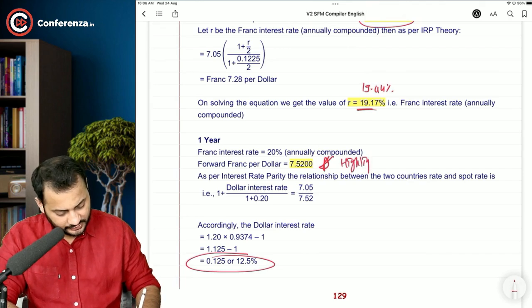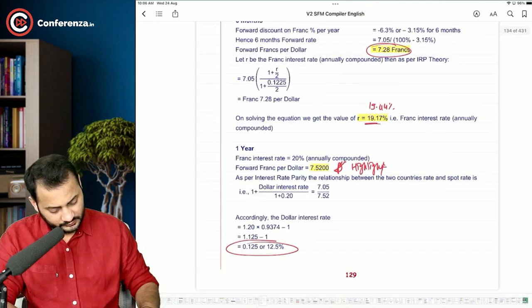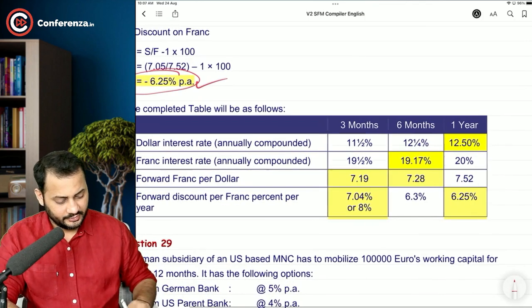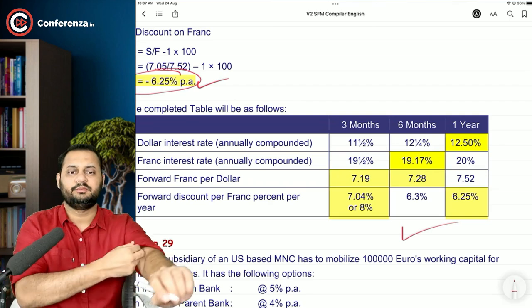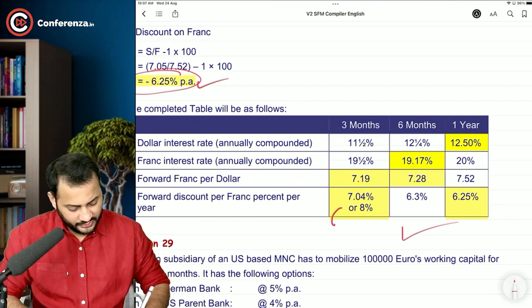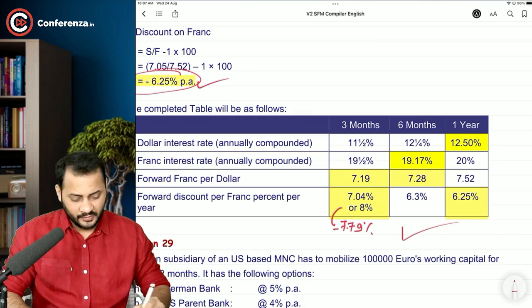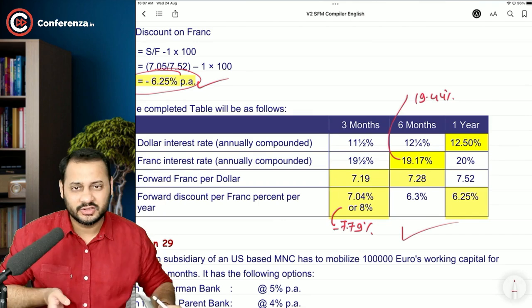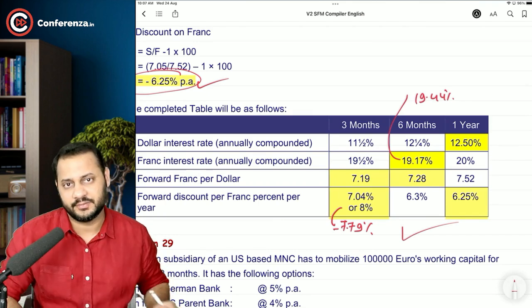This is just a correction, highlight, and 6.25%, right? All the values are written here. So according to me, the only two answers which are not perfect according to the institute are: 7.79 should have been here and 19.44% should have been here. Otherwise, all the other answers by the institute are correct.